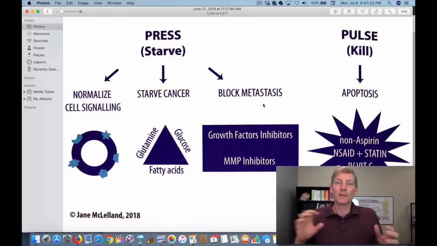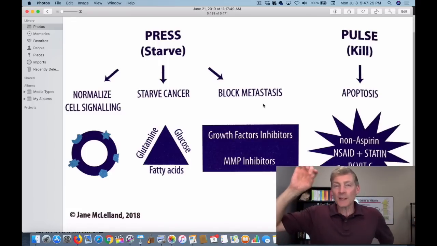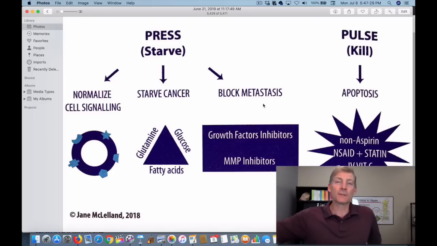What happens is they go in the bloodstream and they get stuck at a certain location, and that's where they spread. Well, it turns out that there's an antiplatelet blood-thinning drug that will prevent that. It's in the research, and we're going to go over that. There are other growth factor inhibitors too. And then over here we have the pulse, the kill phase.